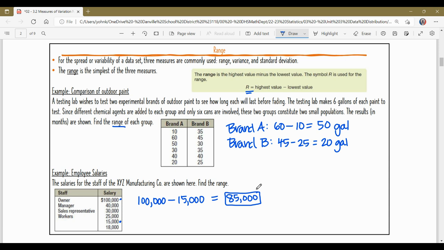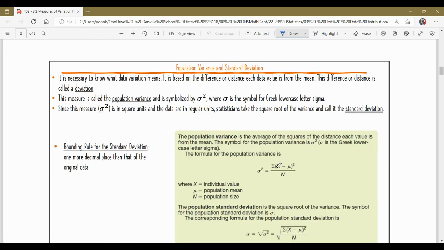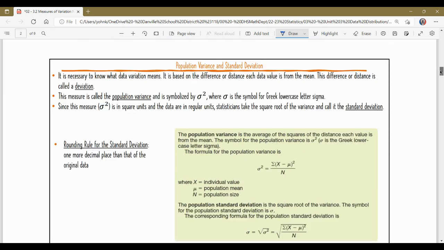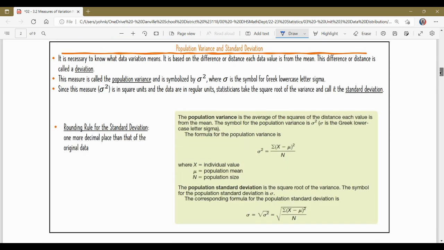Okay, so why am I pointing out all these differences between the means and the ranges and how far spread apart the data are? Well, that's going to bring us to something called variance and standard deviation. It's necessary to know what data variation means. It's based on the difference or distance each value is from the mean. This difference or distance is called a deviation. So a deviation is how far away a value is from the mean.